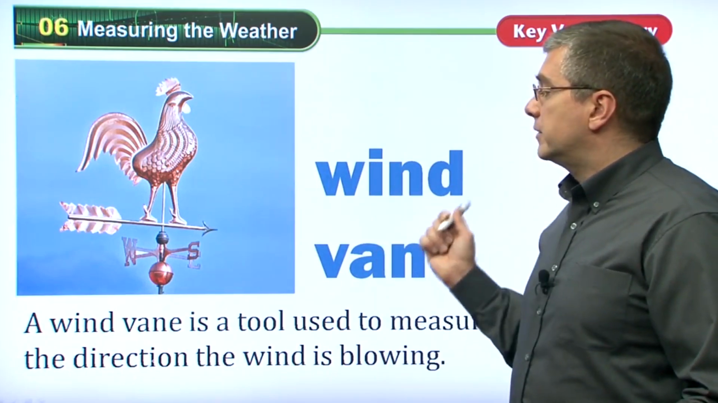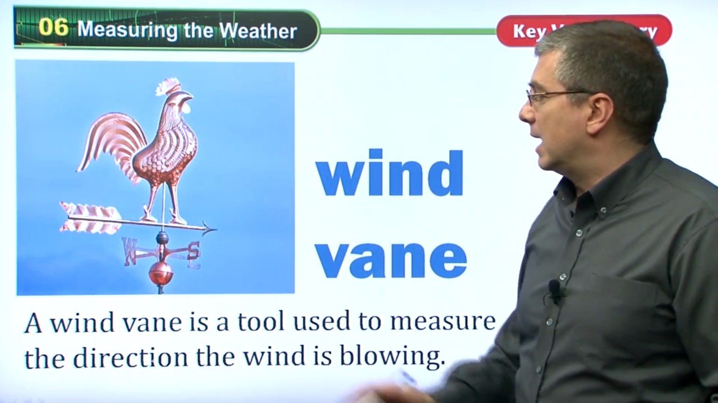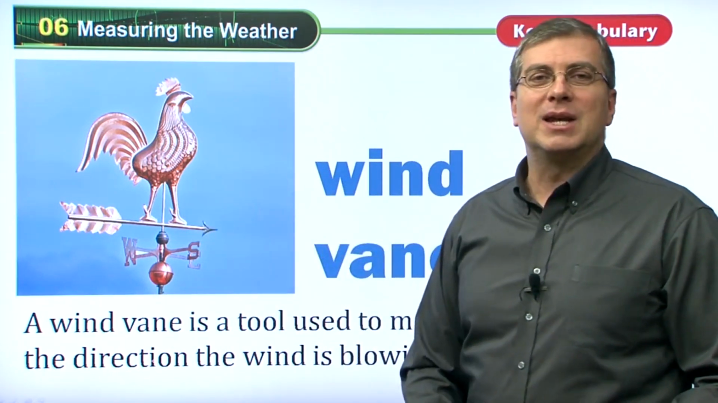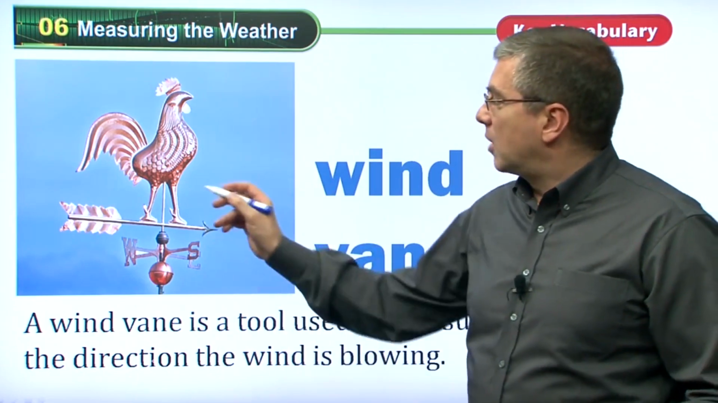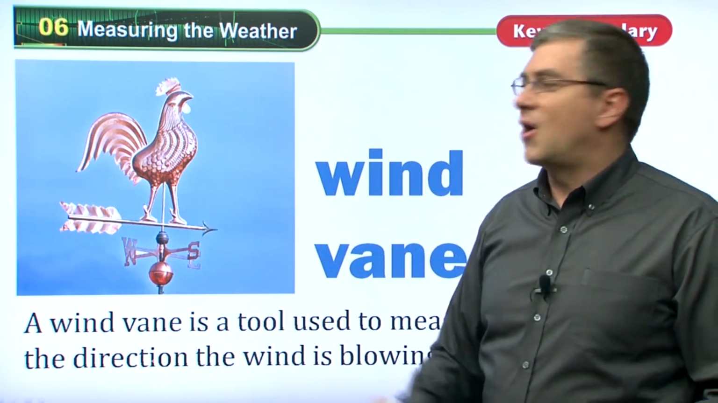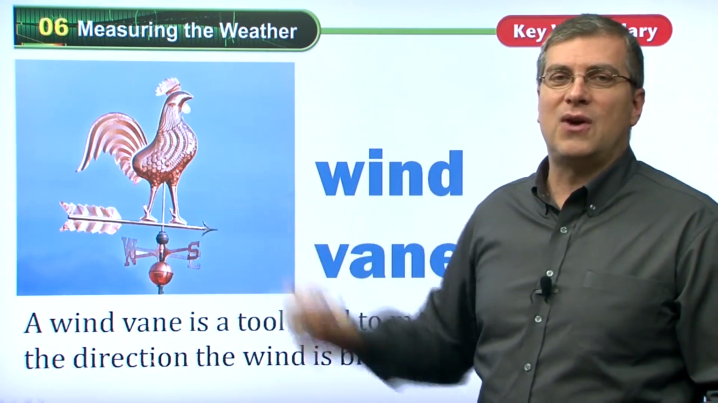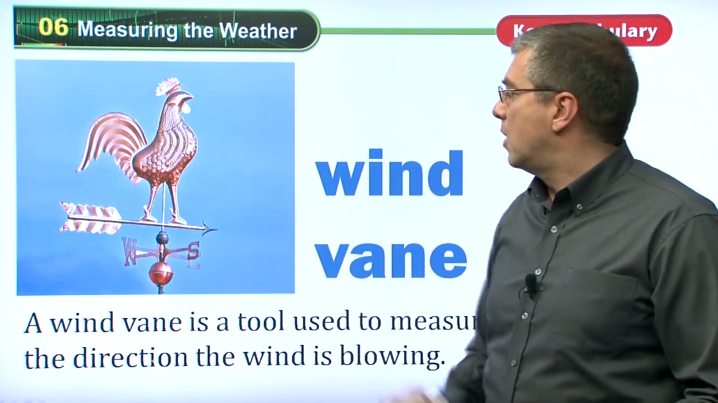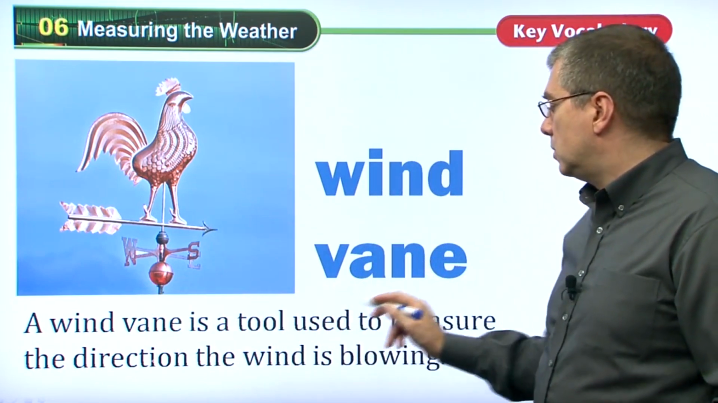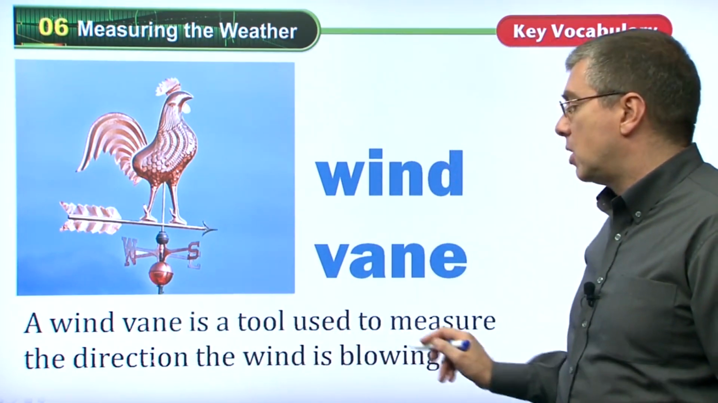We also use another tool called a wind vane. This is an example of a wind vane. It looks like something you'll see on a farm. Farmers like this because there are many chickens or roosters on a farm. So this is a nice or common shape for American farms. A wind vane is a tool used to measure the direction the wind is blowing.